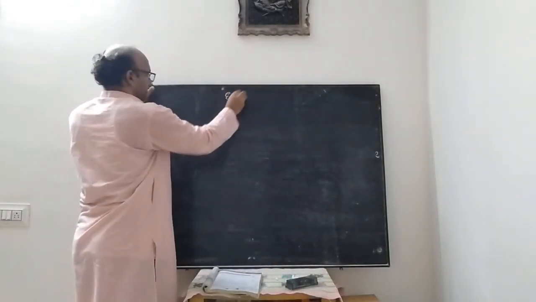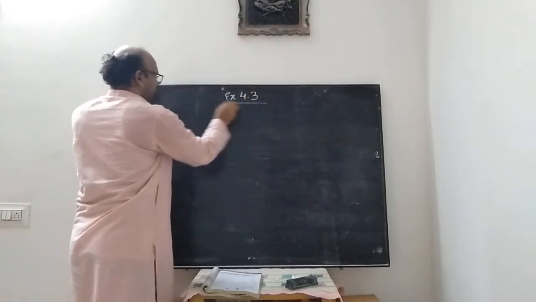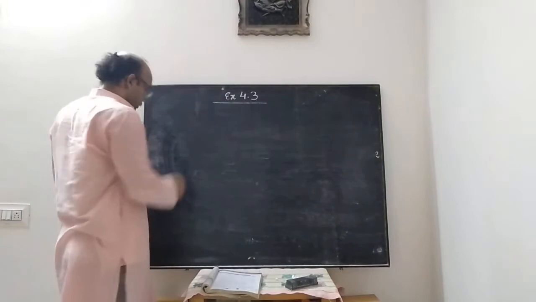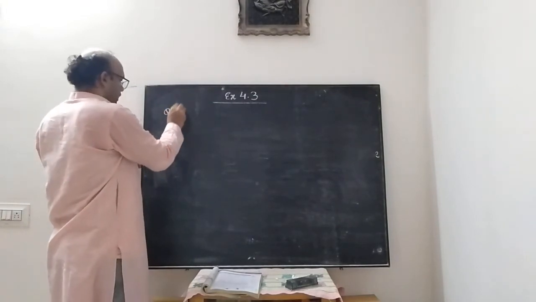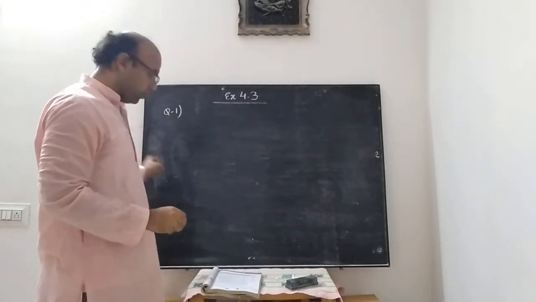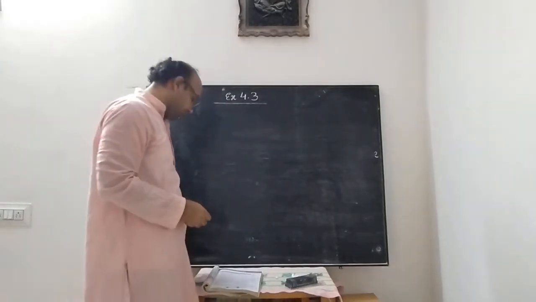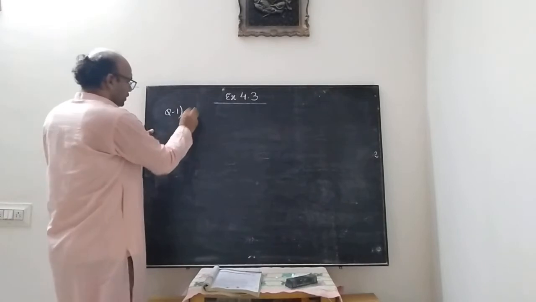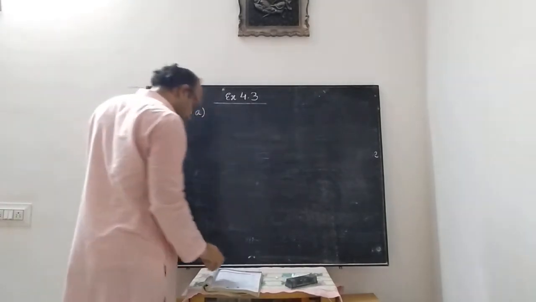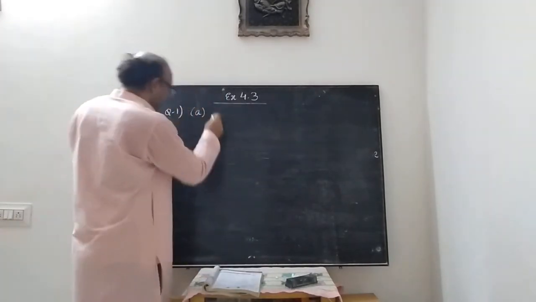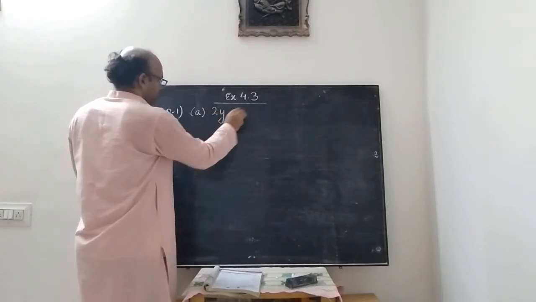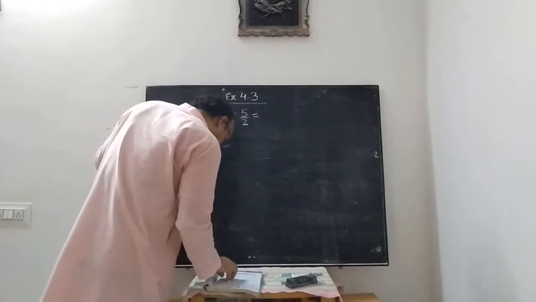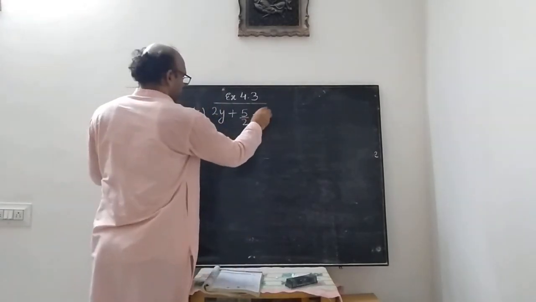This is exercise 4.3. We take a few of the important questions. This is question number 1, and it says solve the following equations. Suppose we start with the first one itself, and it says 2y plus 5 by 2 is equal to 37 by 2.